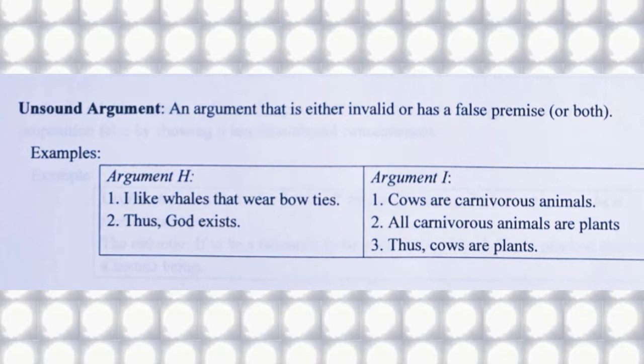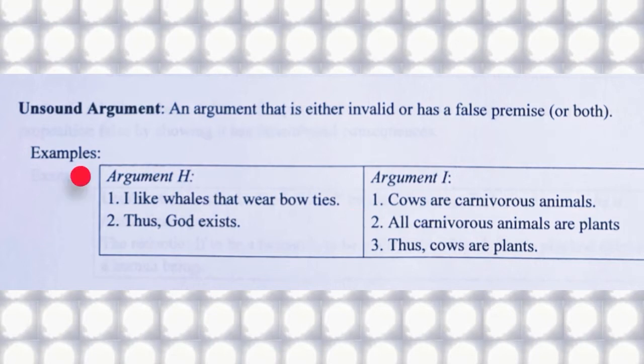Another example could be argument I. Cows are carnivorous animals. All carnivorous animals are plants. Thus, cows are plants. So that argument is unsound. But why? Is it because it's invalid? Is it because the reasoning is bad? No, the reasoning is impeccable. That's a valid argument. If cows are carnivorous animals, and if all carnivorous animals are plants, then it would be true that cows are plants. The problem here is not the validity of the argument. The problem is that the premises are false. It's not the case that cows are carnivorous animals, and it's also not the case that carnivorous animals are plants.